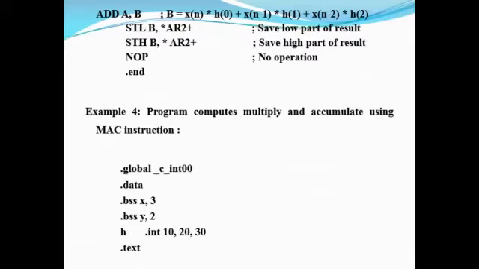The result after performing multiplication and addition is stored in accumulator B. The lower part of the result is stored in the location pointed to by AR2, whereas the higher part is stored in AR2 after incrementing it, so that it is pointing to the next location. Then NOP, then end. So that ends the code with indirect addressing mode.